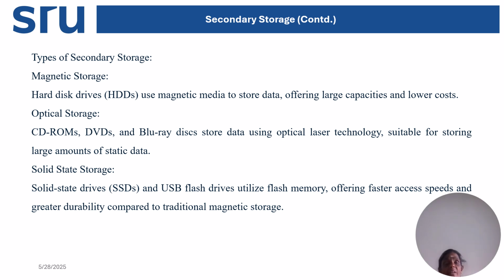Then types of secondary storage. First one, magnetic storage. Hard disk drives use magnetic media to store data, offering large capacities and lower cost. And second one, optical. CD-ROM, DVD, and Blu-ray discs store data using optical laser technology. Optical is obviously costly, but suitable for storing large amounts of static data.